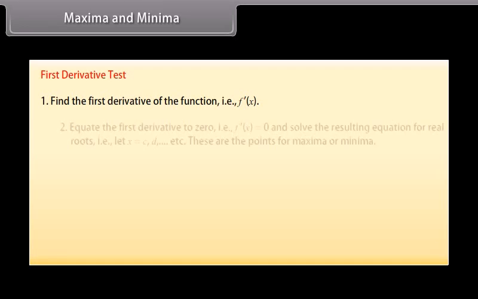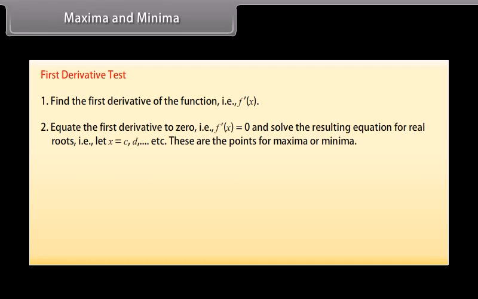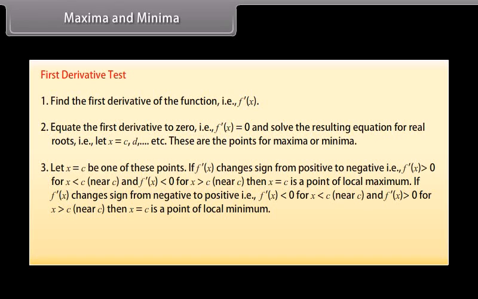First derivative test. 1. Find the first derivative of the function, that is, f dash x. 2. Equate the first derivative to 0, that is, f dash x is equal to 0, and solve the resulting equation for real roots, that is, let x is equal to c, d, etc. These are the points for maxima or minima. 3. Let x is equal to c be one of these points.